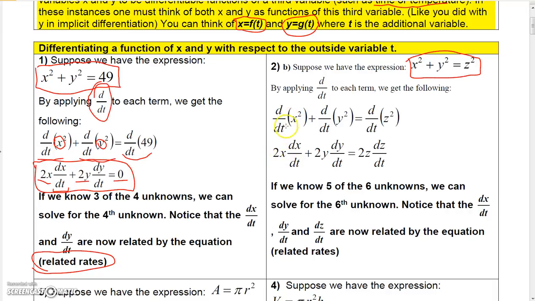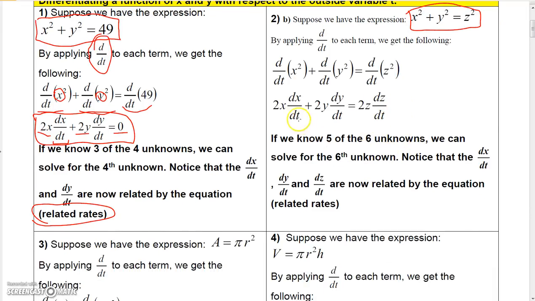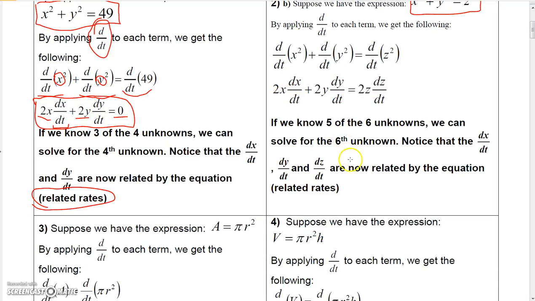2x, the derivative with respect to t, would be 2x times dx dt. This would be 2y times dy dt. And then this would be 2z times dz dt. And again, if we have 6 unknowns here, and if we know 5 of these, we can solve for the 6th one. Notice now, this gives me the relationship between the 3 rates, dx over dt, dy over dt, and dz over dt. So thus, related rates.